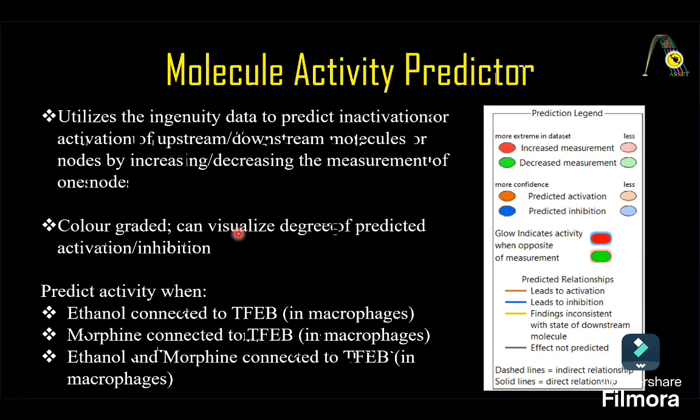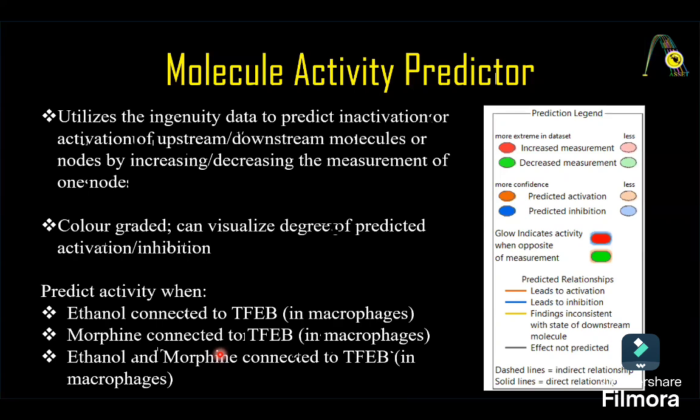We'll also be looking at some examples, so you'll have a better sense of how it looks. The examples that we'll be looking at are ethanol connected to TFEB, specifically in macrophages. We'll also be looking at morphine connected to TFEB, also in macrophages. And then we'll be looking at ethanol plus morphine connected to TFEB. So separately, how ethanol to TFEB looks, how morphine to TFEB looks in macrophages, and how ethanol plus morphine look when connected to TFEB. And again, this is also in macrophages.